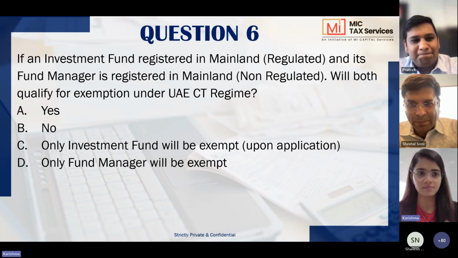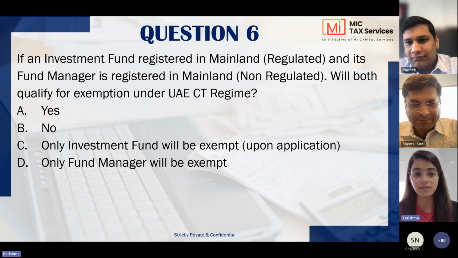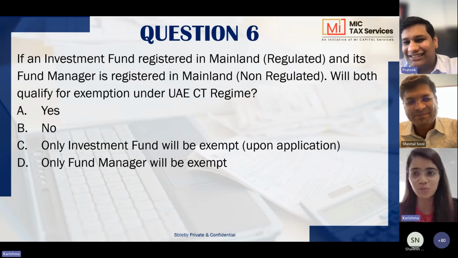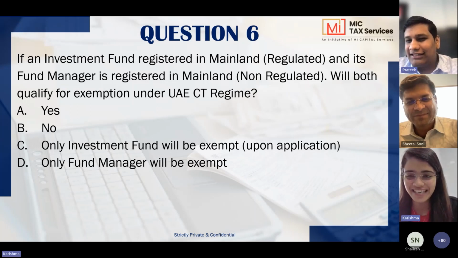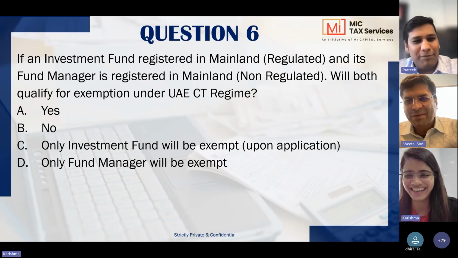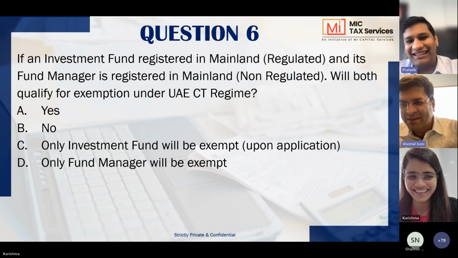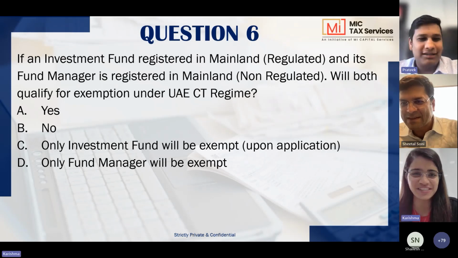So the options are: A, yes. B, no, both won't qualify. C, only the investment fund will be exempt, that too upon application. And D, only the fund manager will be exempt. So I would love to know what you all think. Will both be taxable or both won't be taxable? Generally the fight is between B and C. A and D are ruled out. There are a few people saying C, but B is overwhelming. There is more B.